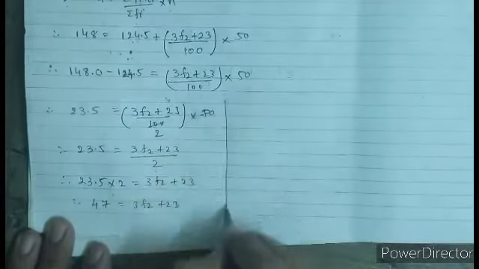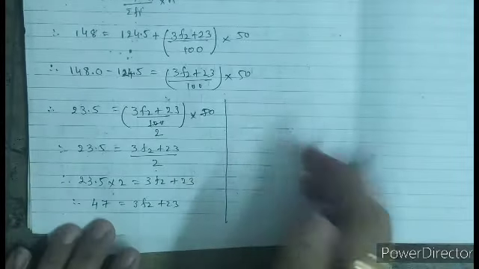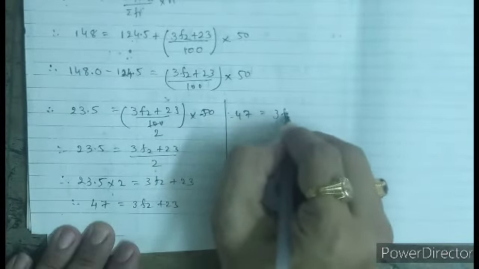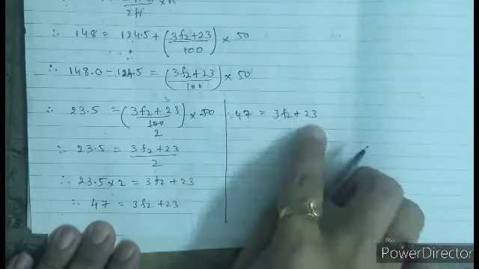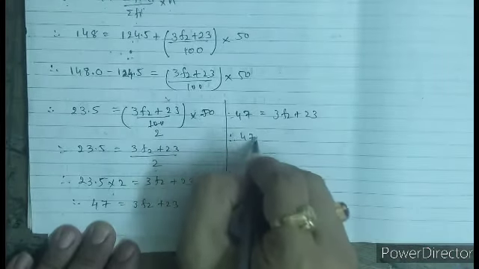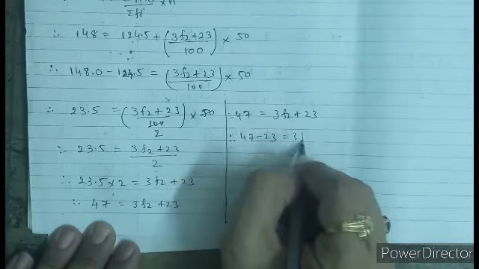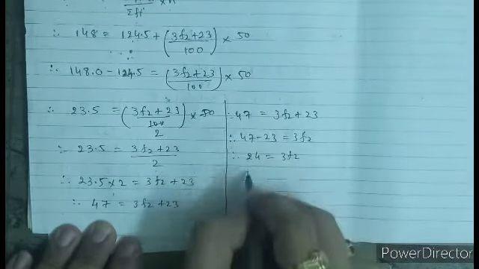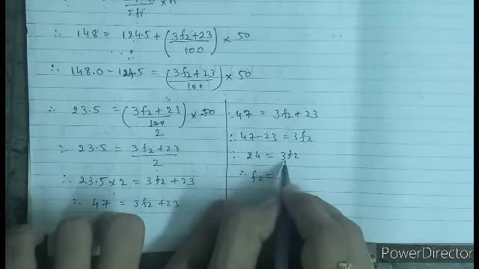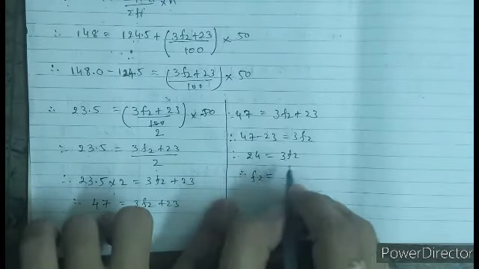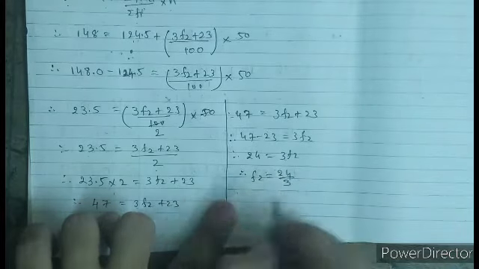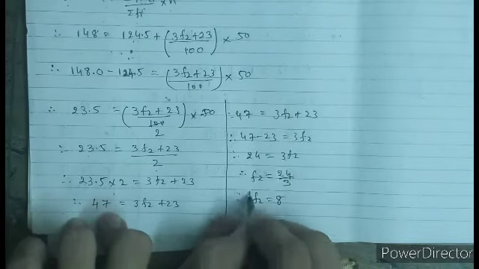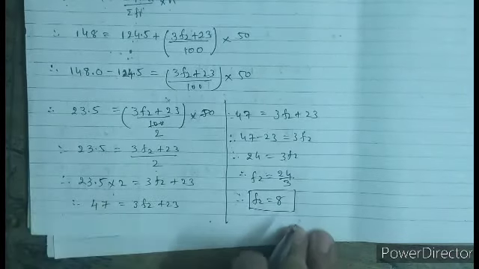Now the further calculation I am doing here, see carefully. 47 equals 3F2 plus 23. Send this 23 to the other side. You will get 47 minus 23 equals 3F2. It is 24 equals 3F2. Therefore F2 equals, this 3 is in multiplication, on the other side it will divide: 24 divided by 3. So F2 equals 24 divided by 3 is 8. So we got F2 equals 8.